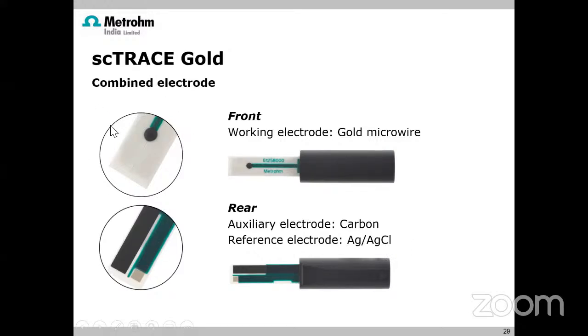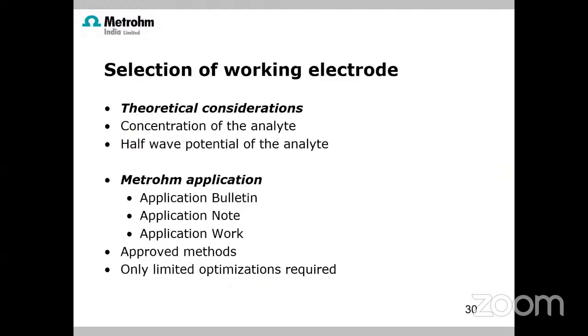We call it the SC-traced gold electrode, which is used for, let's say, mercury analysis or arsenic speciation, etc. And many applications we have developed with these electrodes. So, how do you select which electrode for which application? Based on the concentration of the analyte as well as the half-wave potential of the analyte.